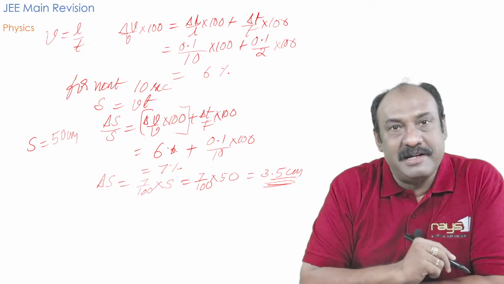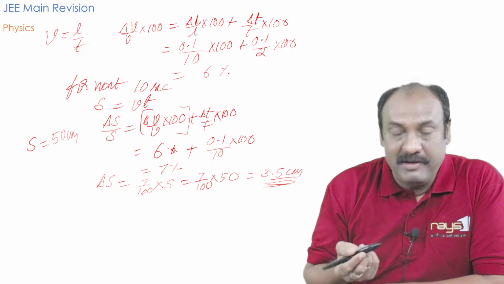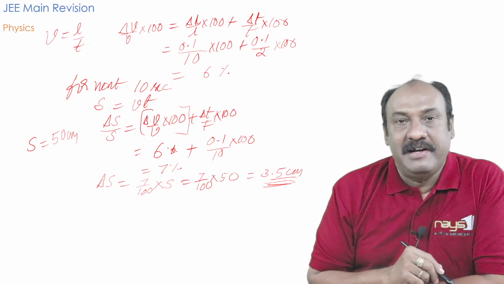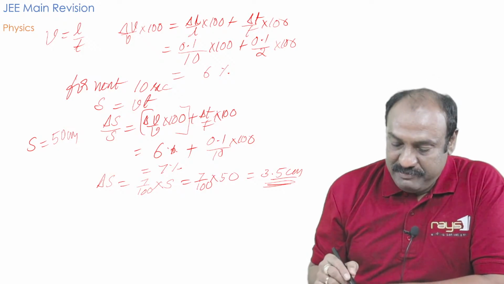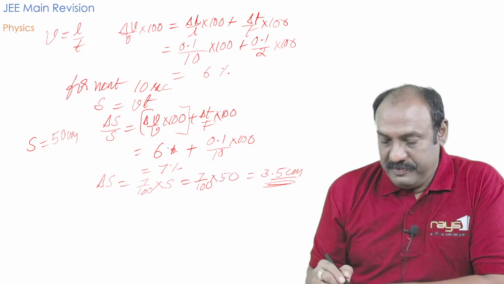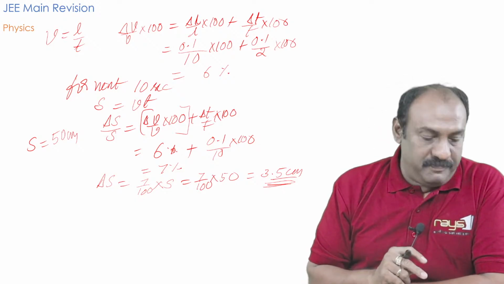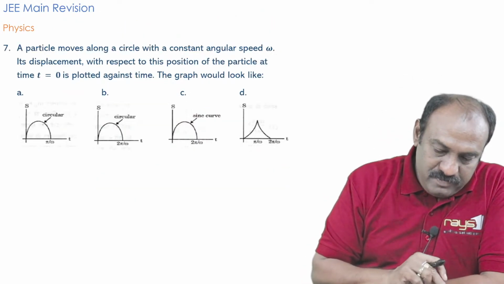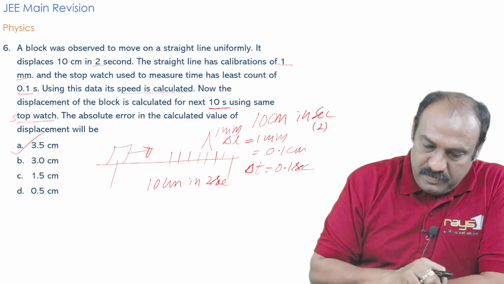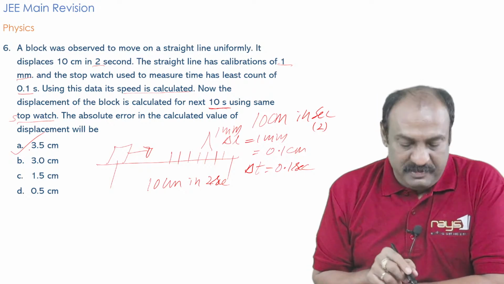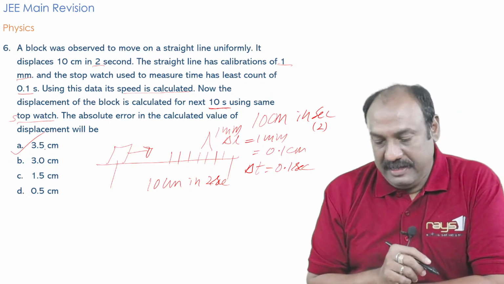Error in the measurement of distance covered by the block is 7 by 100 multiplied by the total distance moved by the block in that given time interval of 10 seconds. That is 7 by 100 into 50, and we get 3.5 centimeter as the answer. So, the answer is A for question number 6. Next question.